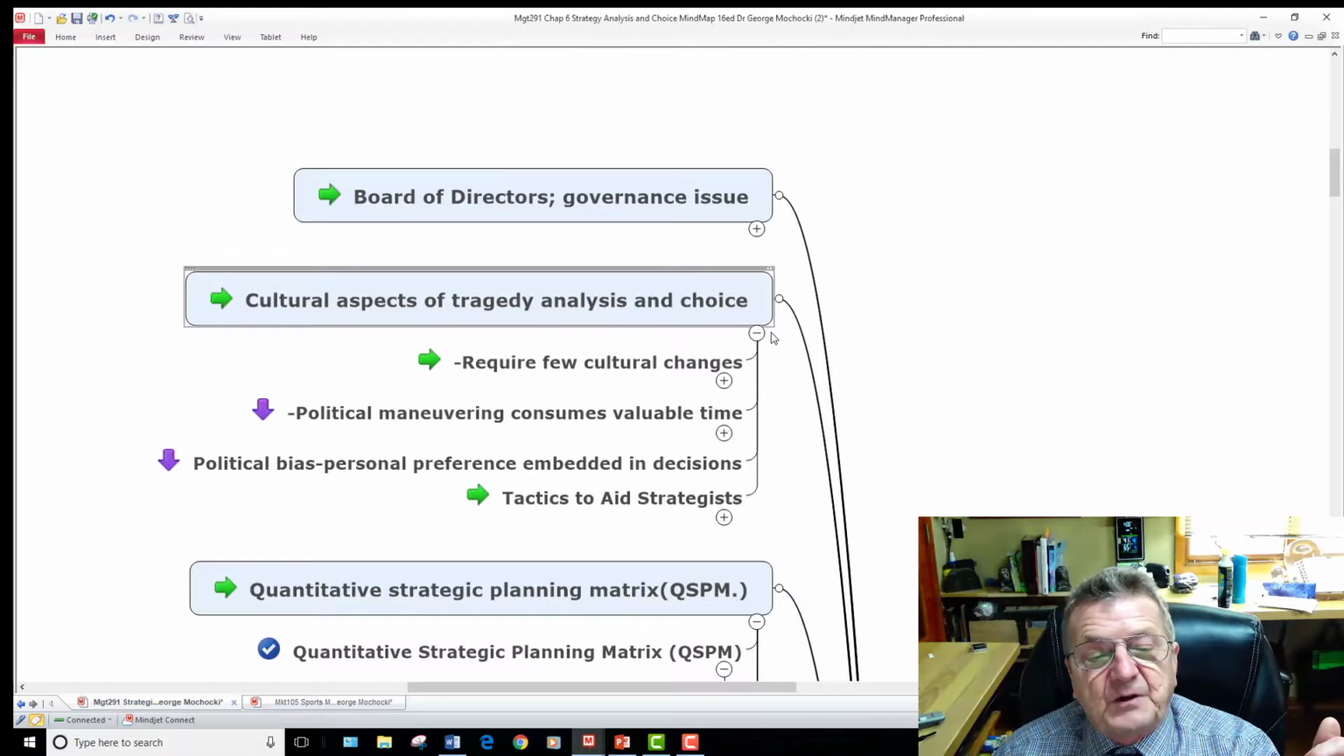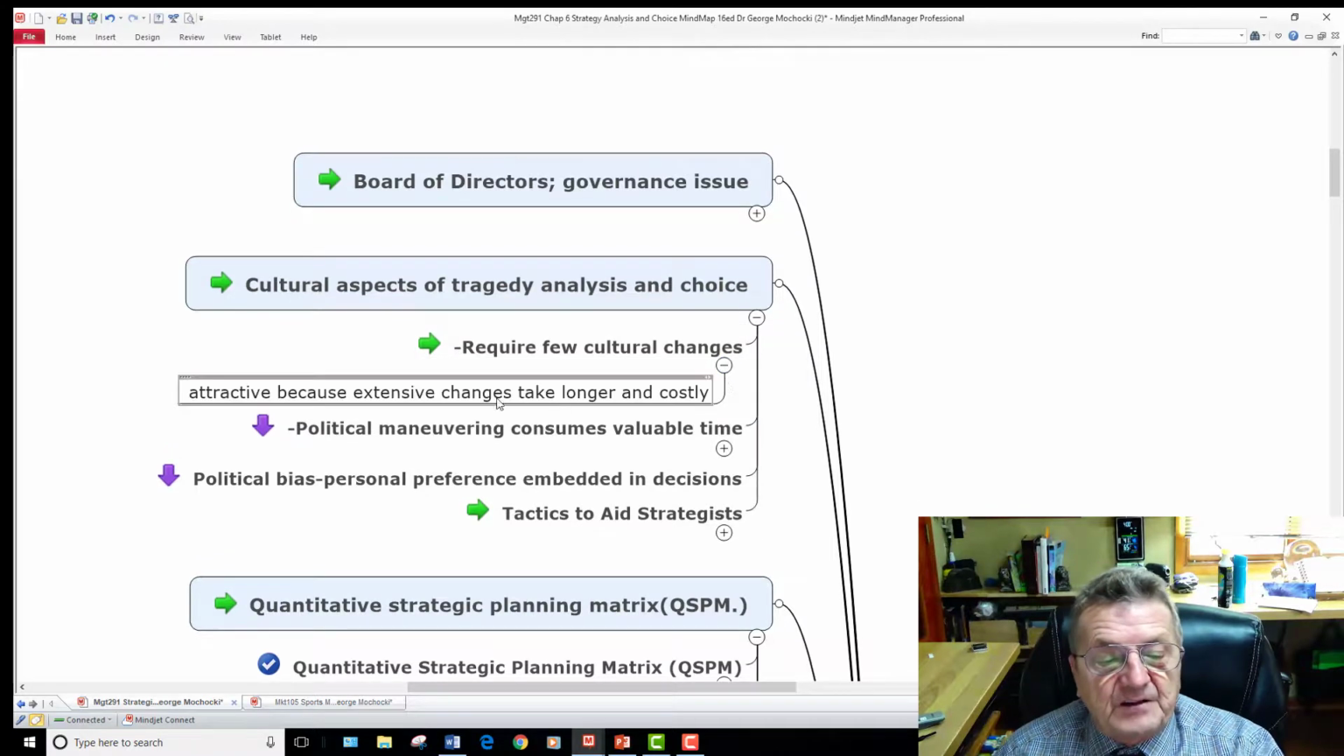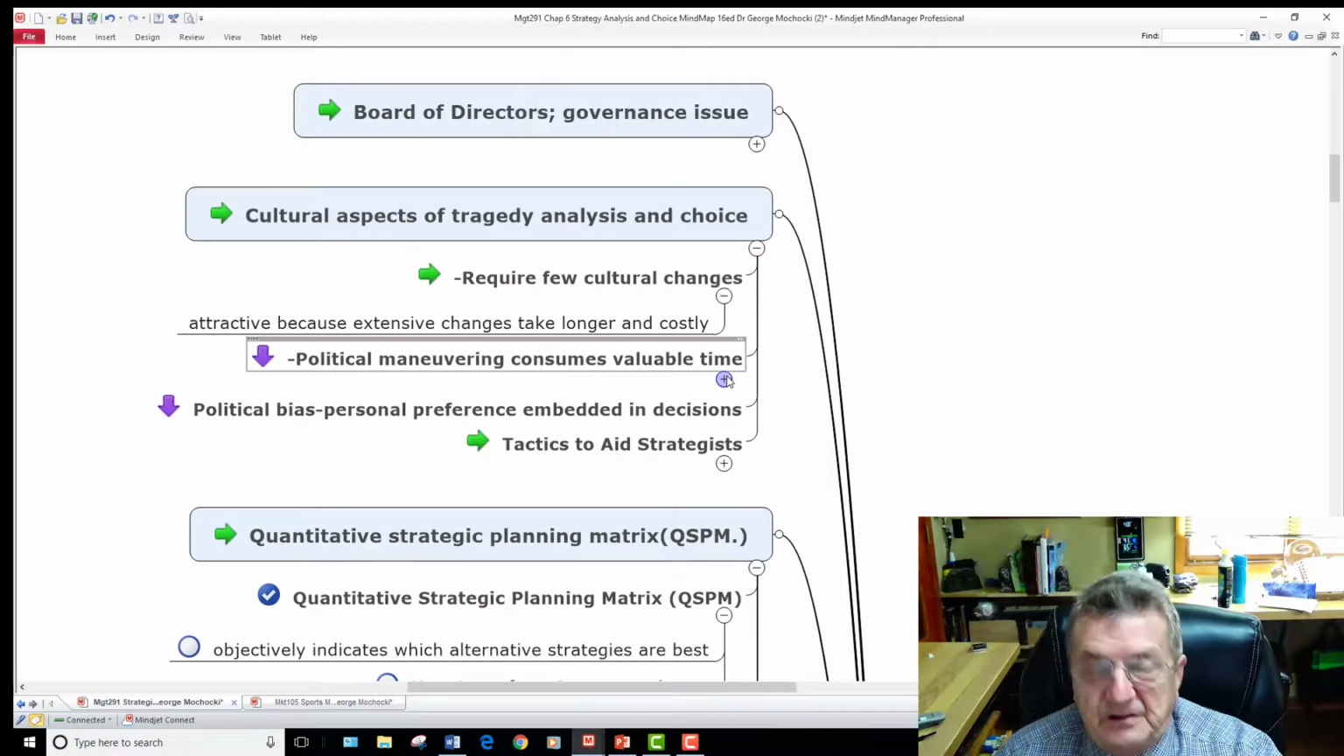Okay. All right, cultural aspect of strategy analysis and choice. Require few cultural changes. Attractive because extensive changes take longer and are costly. So you don't want to do too much unless you really see it as a benefit.